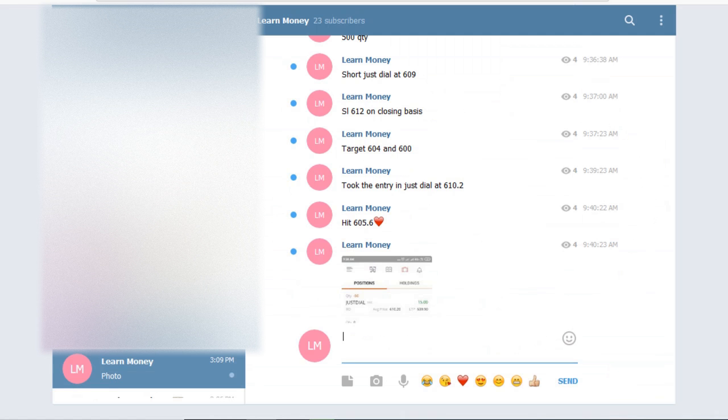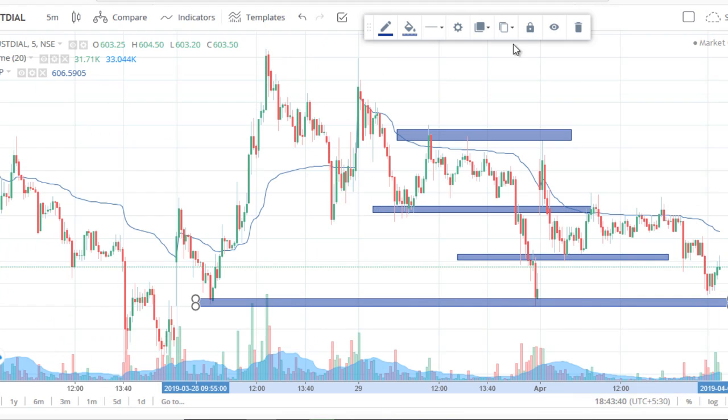The same trade I have posted in the Telegram group which I have started recently. At 9:36 I gave the suggestion, my view, to short Justile at 609 rupees, and the stop loss I have given is at 612 rupees, which is the high of the previous candle, that is this candle, the 9:25 candle. So the high is 612 point something. So I gave the stop loss above 612.